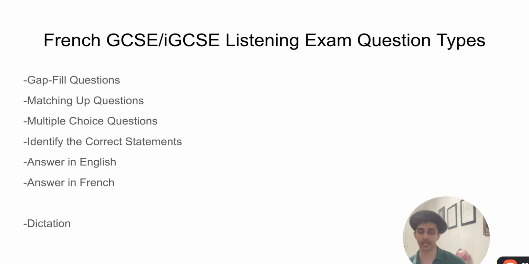These are the different question types that can potentially come up in the listening exam. This is not actually a complete or definitive list, and the question types can change with time, of course, too. But this is quite a complete list of the most common question types that can come up in the listening exam. They include gap fill questions, matching up questions, multiple choice questions, identify the correct statements questions, questions where you've got to answer in English, questions where you have to answer in French, and the dictation.